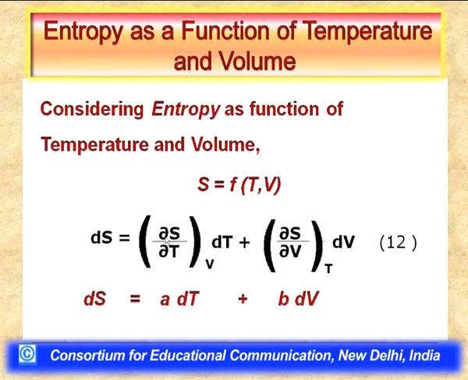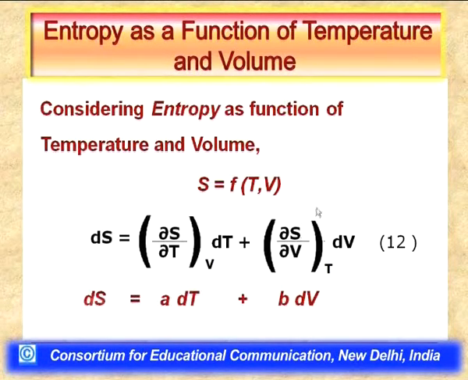Now, this is the rate of change of entropy with temperature. When we multiply this rate of change of entropy with temperature with the total temperature change at constant volume, we get the contribution when the temperature changes. The first part actually describes the change in entropy due to temperature change alone.